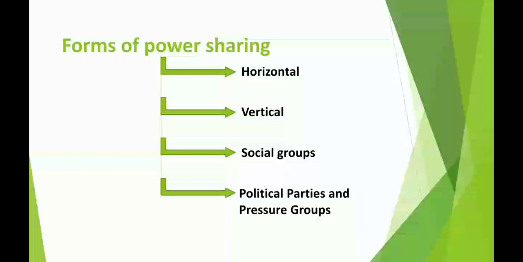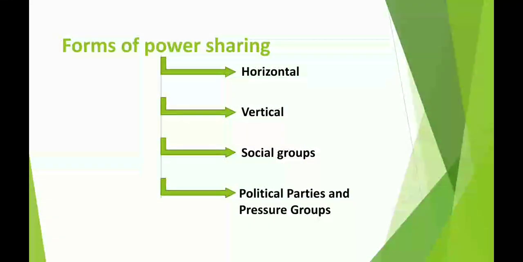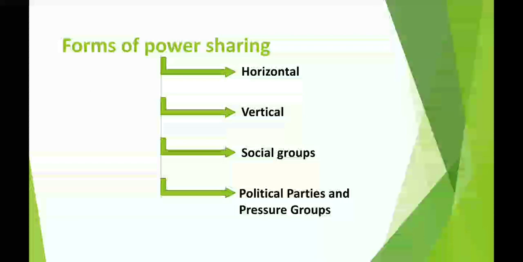Now, we come to the last topic of our chapter, that is the different forms of power sharing. Now we can see in the chart that there are 4 different categories or forms: horizontal, vertical, social groups, and political parties and pressure groups. Now, what is the horizontal division of powers? In this division of powers, the power is shared among different organs of the government: legislature, executive, and judiciary.